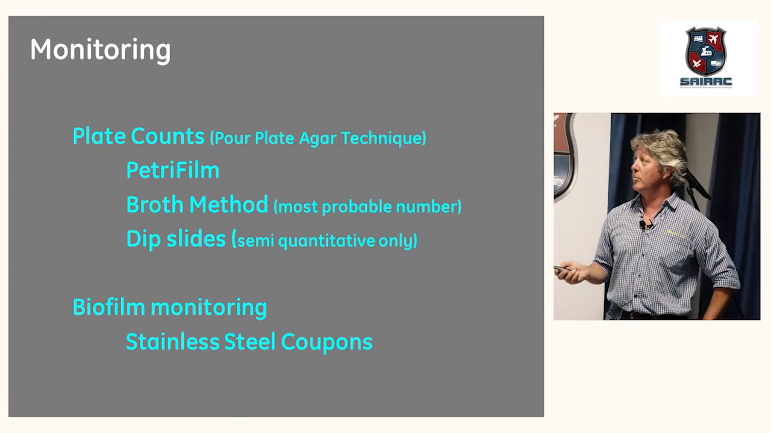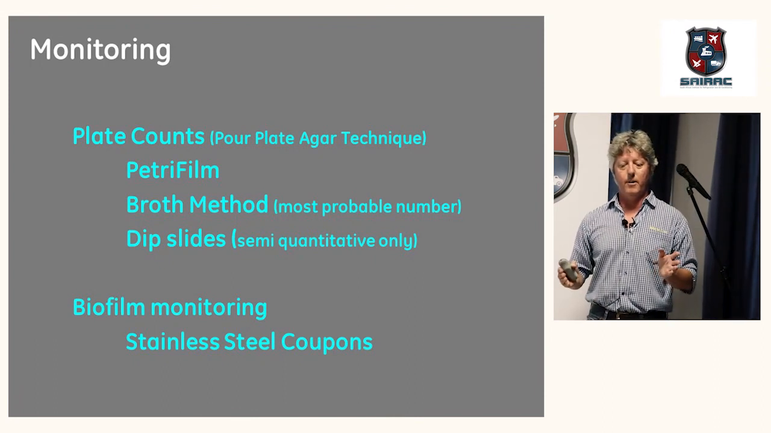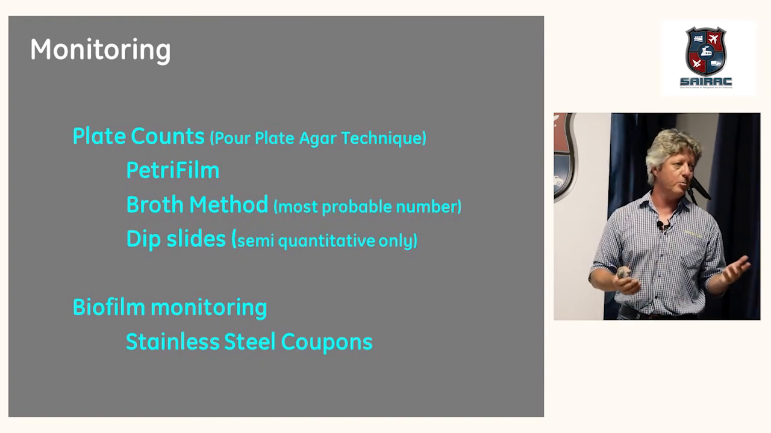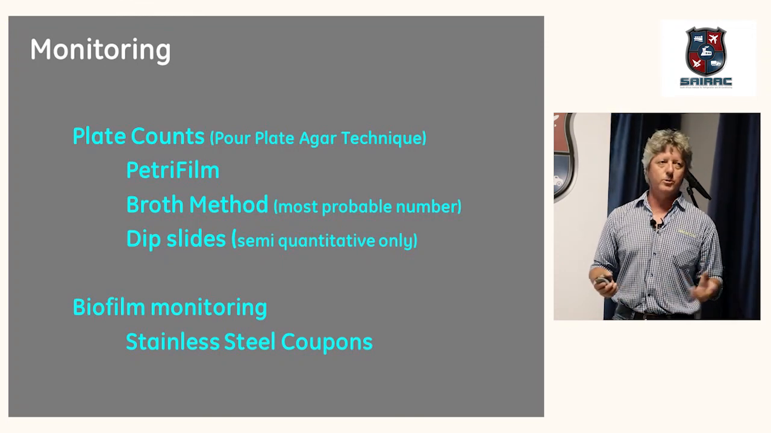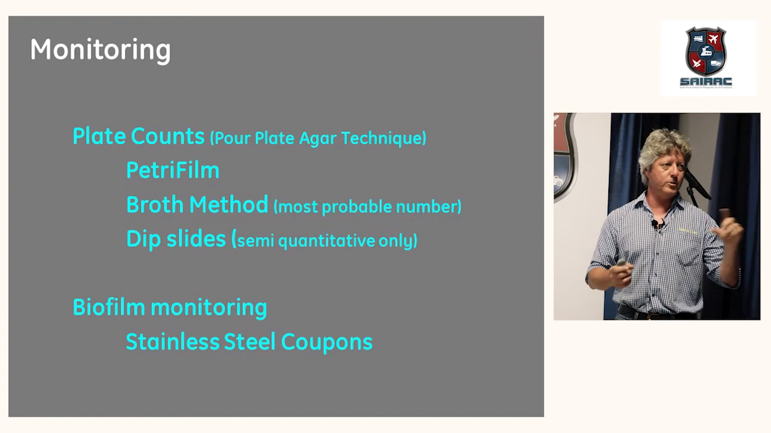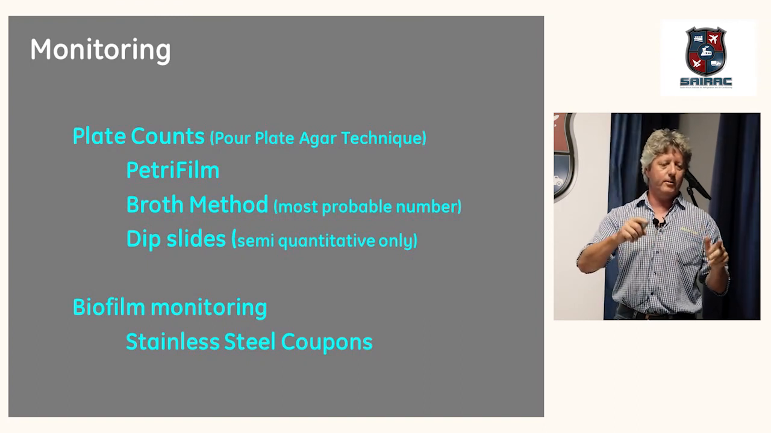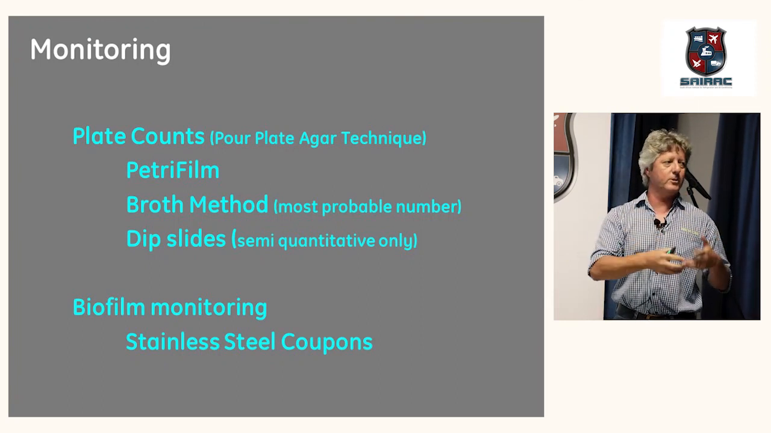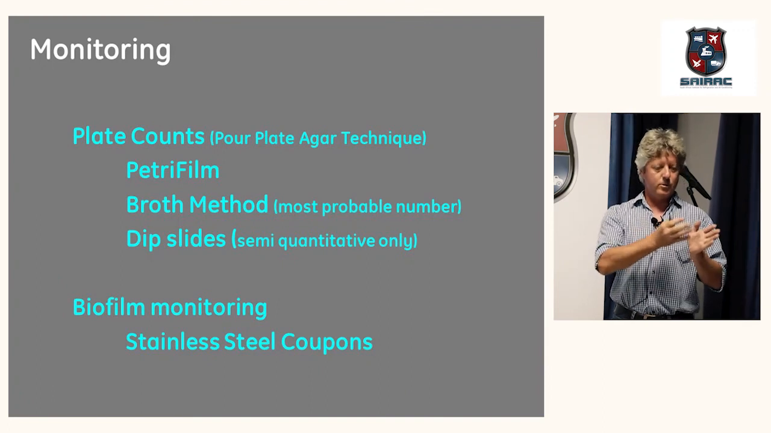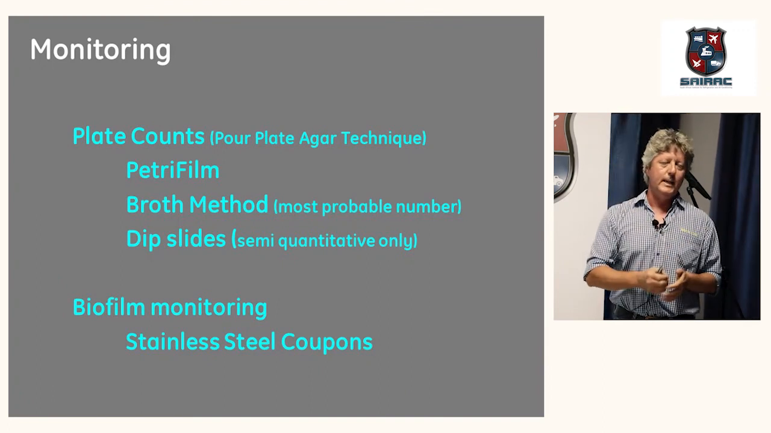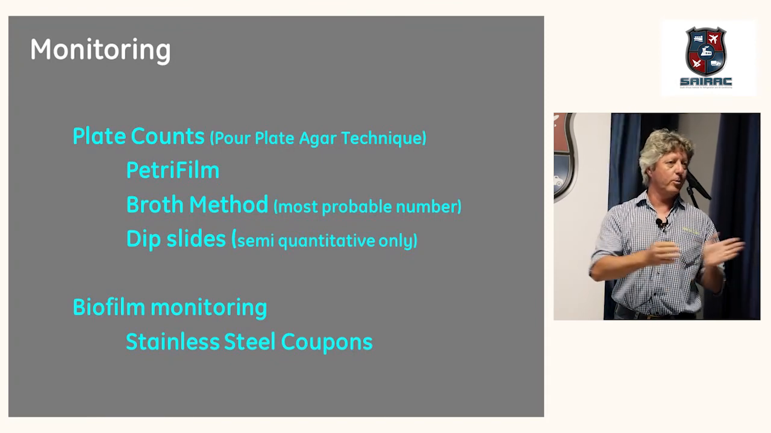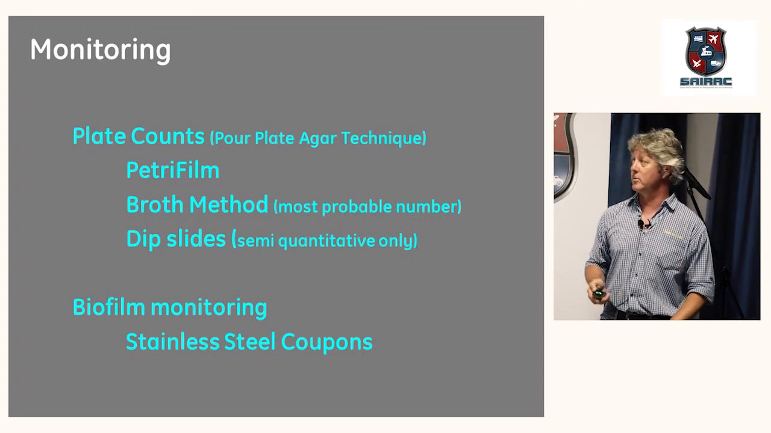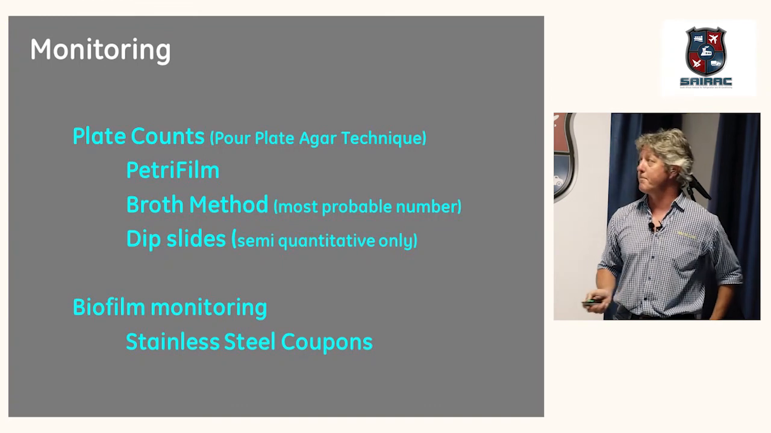Broth methods, which is one of the faster methods of telling you what the bacteria problem is in your system. It's where they take a sample of the water, they put it into a specific broth of nutrients, put electrodes in it, and then they measure the difference in electrical conductivity as the bacteria grow. As the bacteria grow, the electrical conductivity should start getting better or more, and that will then give them an idea of the amount of bacteria in that sample, and then they can relate that back to how many CFUs per mL it can be.